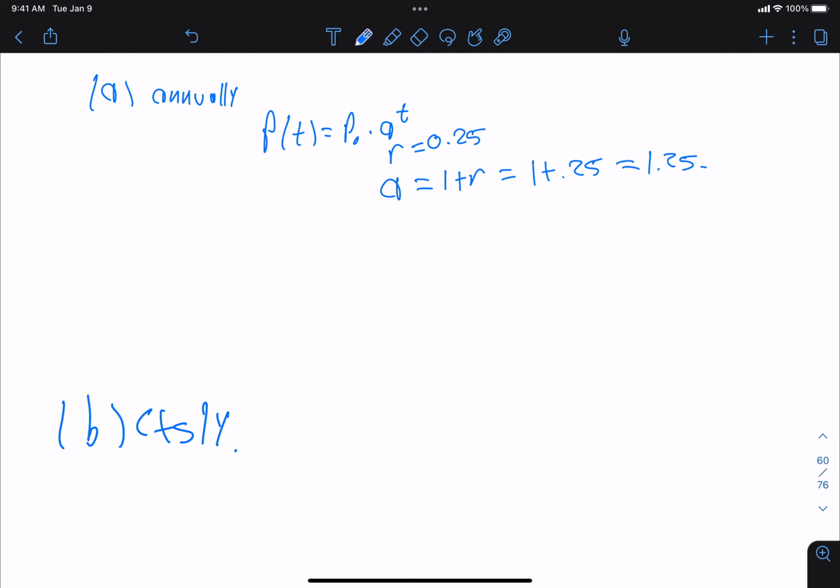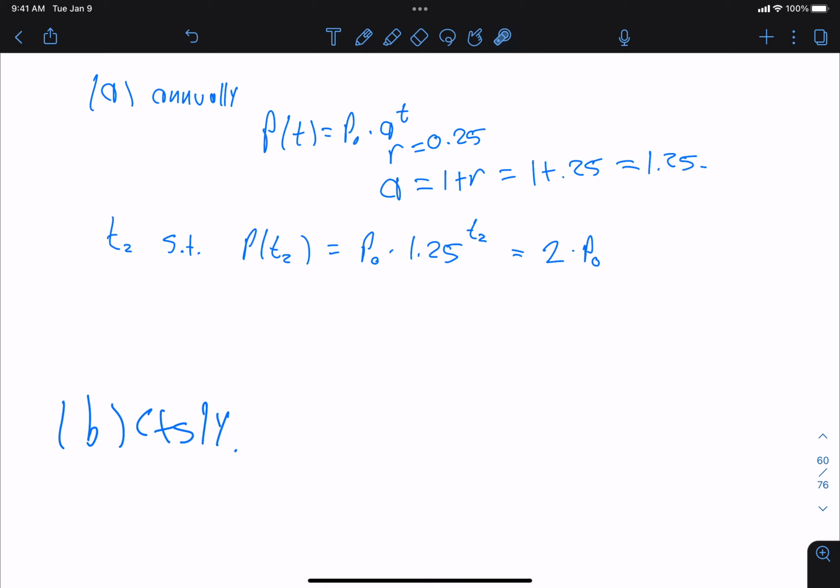So what do we want? We want to know, what is the T such that P of T, well, what would I get? I would plug it in. I get P0 times 1.25 to the T equal to what? Sorry, this should be T2. I'll use T2 for doubling time and T1/2 for half-life. If we plug in this amount of time, our investment should have grown to twice what we started with, which is nicely represented by the quantity 2 times P0.